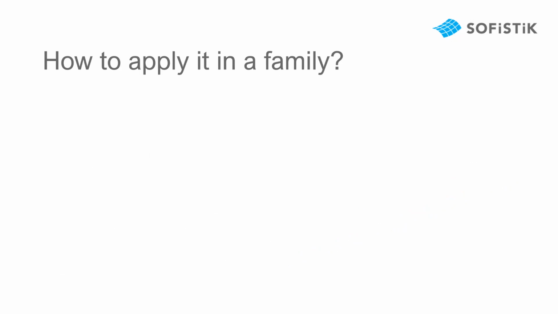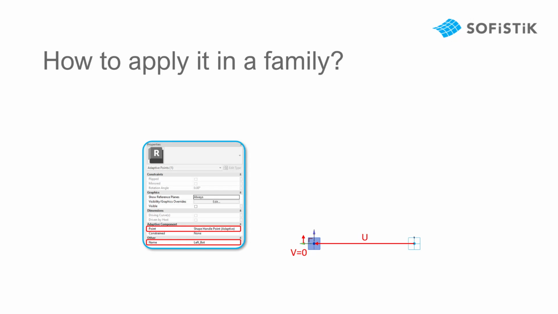So the question is how to prepare a Revit family to reference the secondary axis properly. We start by creating an adaptive point in the family. The references that we then create are simply additional reference points. These can have an offset in U, horizontal, and V, vertical direction. In this case, vertical is 0. And then we can select the reference point to change it into a shape handle point and specifically assign a name to it. This is very important as this can be later referenced via the SOFiSTiK Bridge and Infrastructure Modeler.